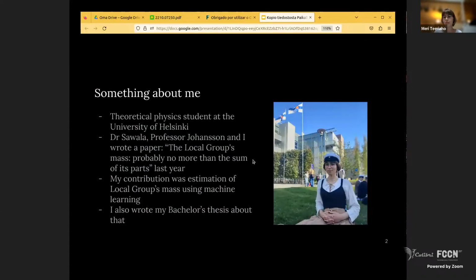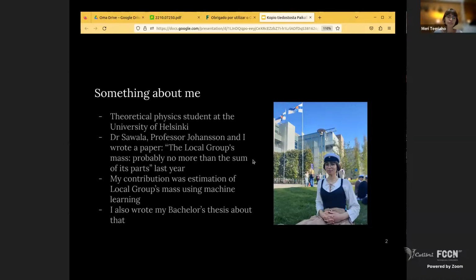First, some things about me. I'm a theoretical physics student at University of Helsinki in Finland, and I'm now starting my third year as a bachelor student. Last year, I was a research assistant at University of Helsinki, and I was able to write a paper with Dr. Til Savola and Professor Peter Johansson. The title is "The Local Group's Mass, probably no more than the sum of its parts."